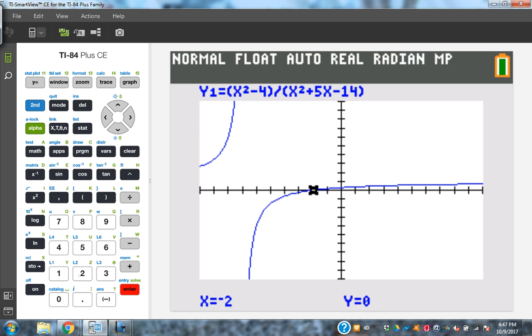If I trace positive 2, notice what it does here. It doesn't give me a y value for that. It doesn't even put the cursor there. That's a hole in the graph. That's how you can verify your hole is correct.